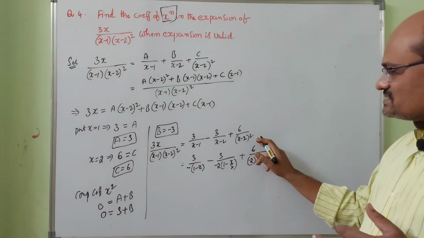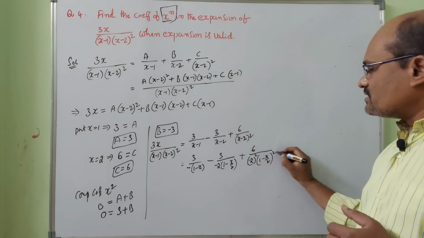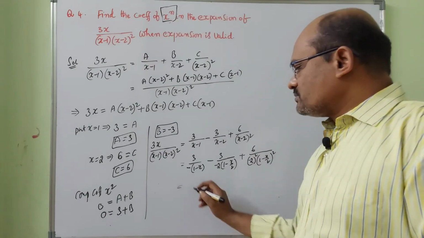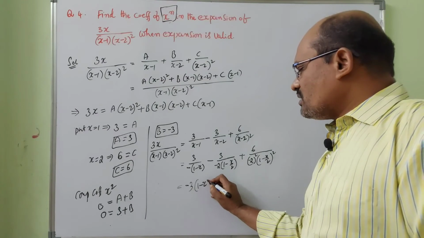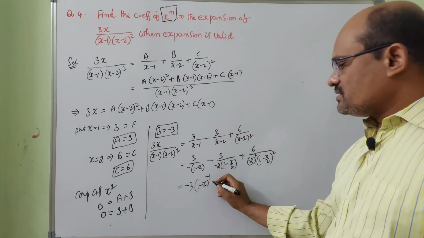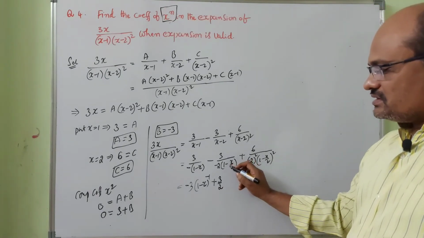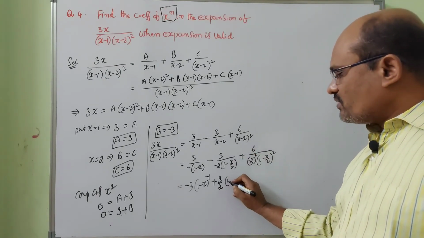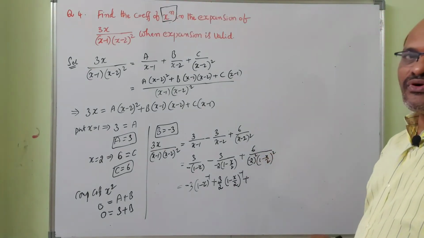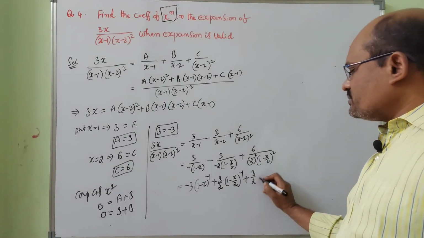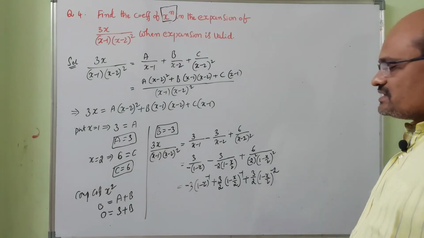What is the power? 6. The power is 2. It comes for both factors. So power is 2 and 2. That is equal to minus 3 into 1 minus x power minus 1 plus 3 by 2 into, take denominator into the numerator, you will get 1 minus x by 2 power minus 1 plus 6 by 4 is plus 3 by 2 into 1 minus x by 2 power minus 2 you will get.